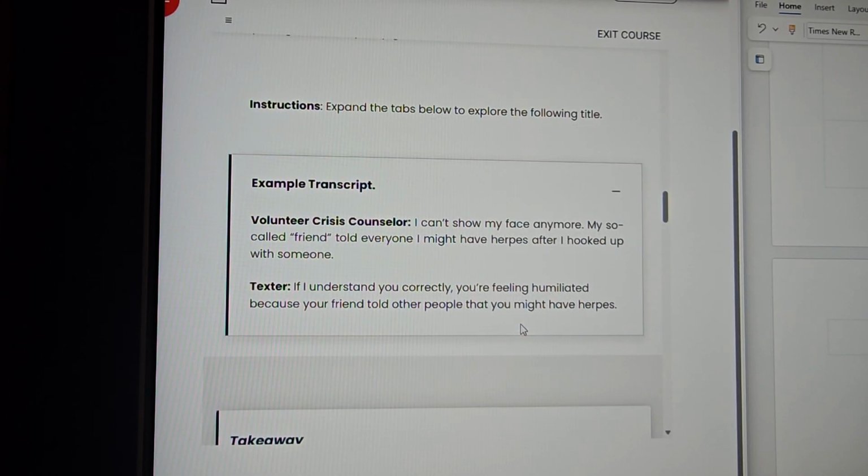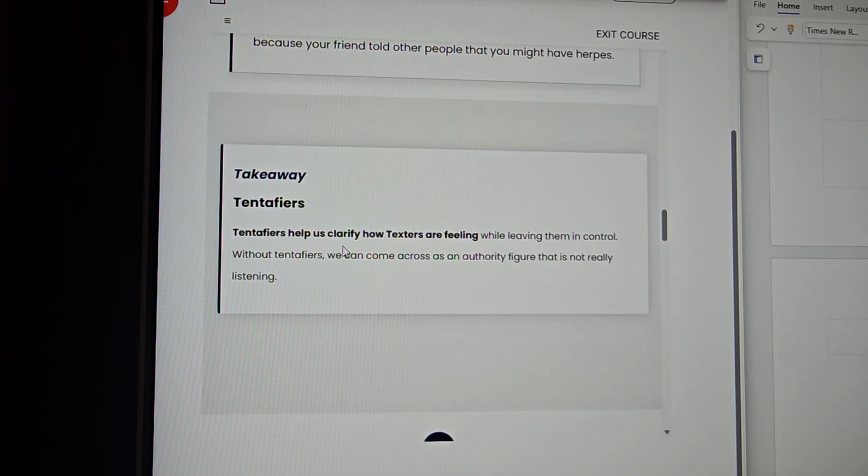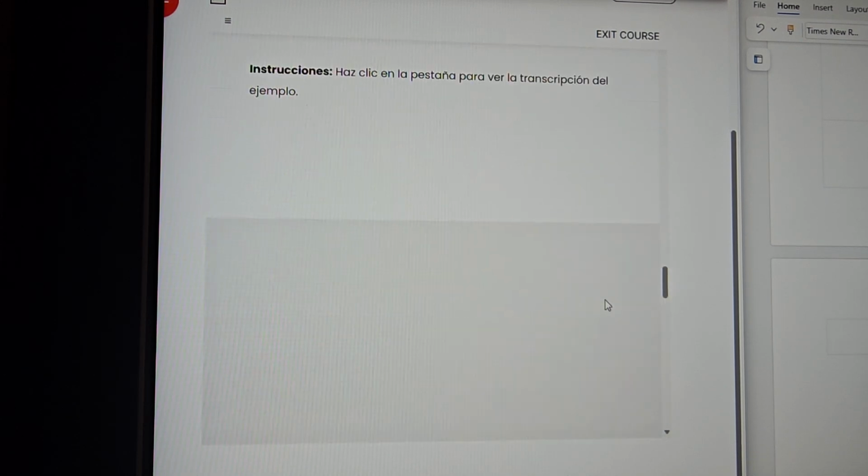Example, using a tentatifier to clarify the texter's experience. Example transcript. Texter: I cannot show my face anymore. My so-called friend told everyone I might have herpes after I hooked up with someone. Volunteer crisis counselor would say, if I understand you correctly, you're feeling humiliated because your friend told other people that you might have herpes. Takeaway, tentatifiers help us clarify the texter's feelings while leaving them in control. Without tentatifiers, we can come across as an authority figure who is not really listening.